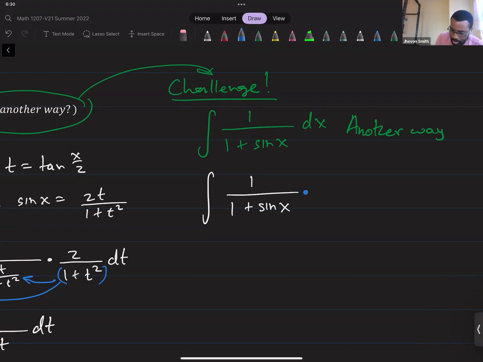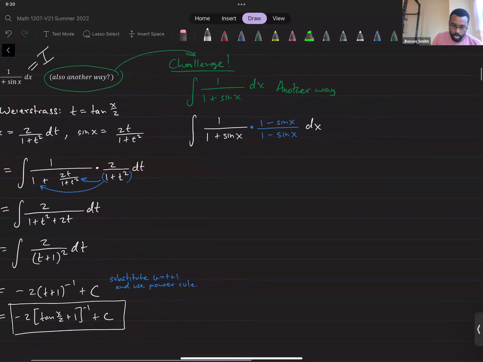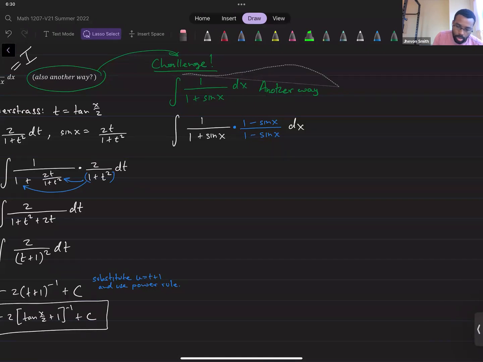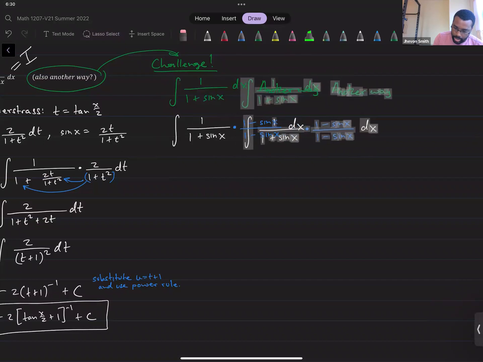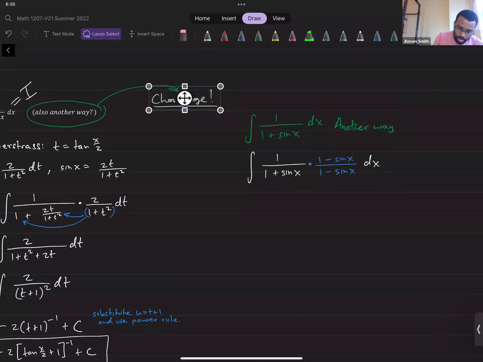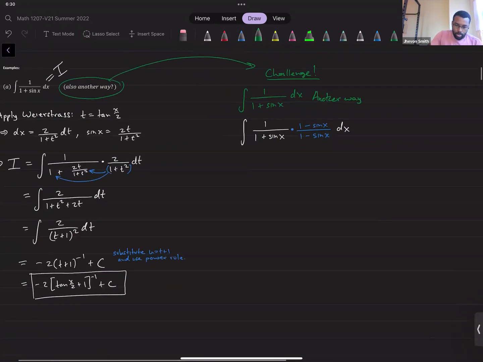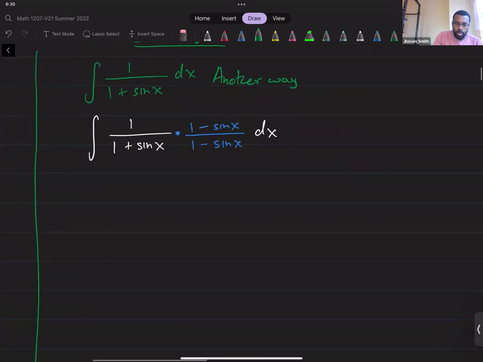Let's say I told you that a nice way to do it was to just multiply and divide by 1 minus sine x. Okay, so that's the hint. Anyone see how to proceed? Like if I gave you that hint, what would happen here and how would you deal with it?